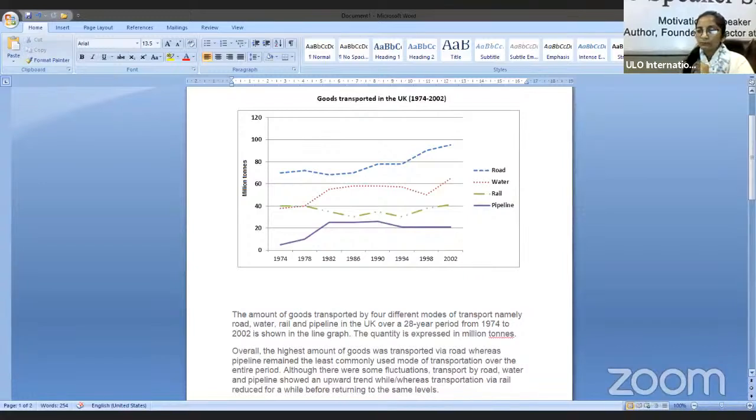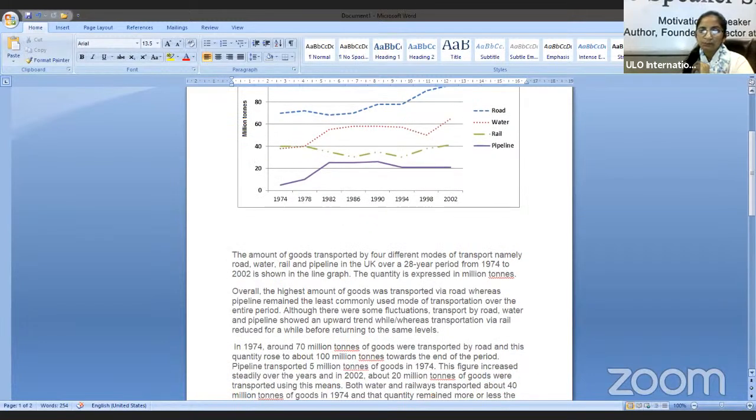We will represent the numbers and figures now, in 1974. That is, we will start from the initial year. Sorry, the initial year is 1974. So in 1974, around 70 million. See, I have made two groups here. The first group I have made for lowest and highest, that means road and pipeline. And the second group is made by these two, rail and water transport. So in the first paragraph, I will write about road and pipeline.